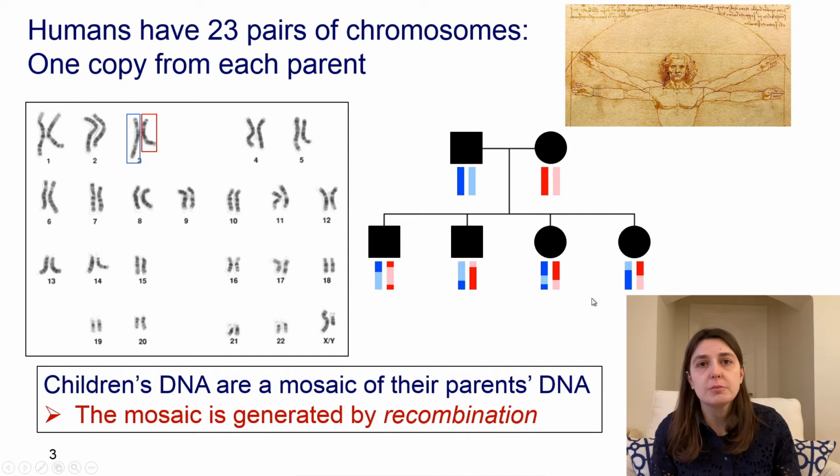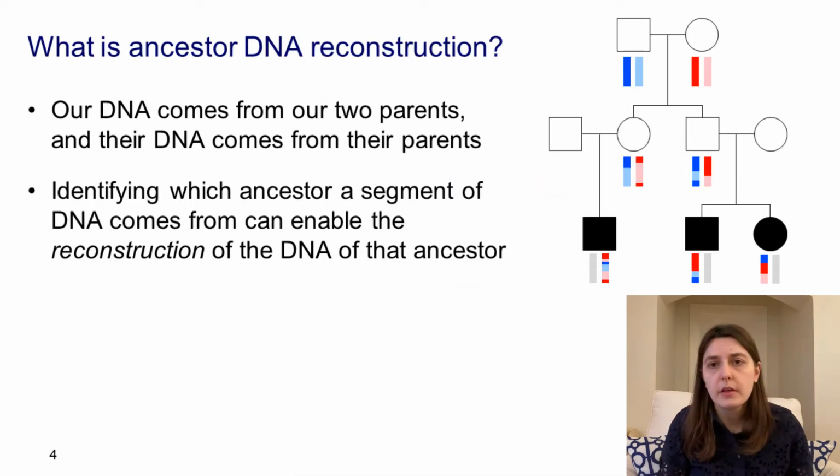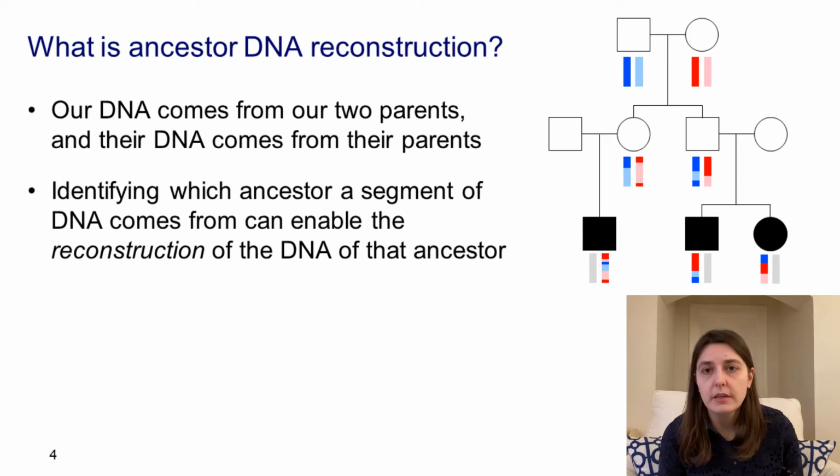Now this process of recombination is important to keep in mind when we think about trying to reconstruct a person's DNA. Now all of our DNA comes from our 2 parents, and their DNA comes from their parents, and so on back through time. If we were able to identify which ancestor a segment of DNA came from, we could use that DNA to partially reconstruct that ancestor's DNA.